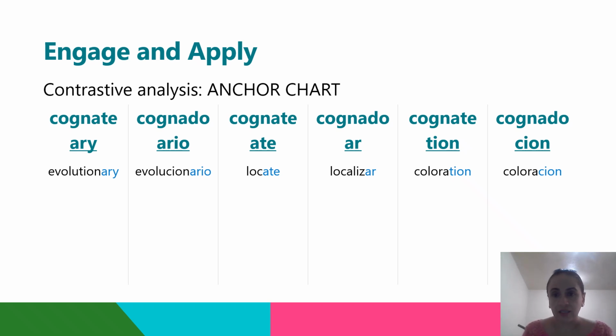Aquí en el tercer ejemplo, the suffix tion, the word coloration, este suffix change a verb into a noun. For example, the word coloration is a noun.